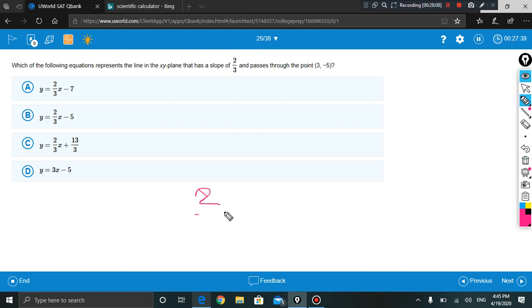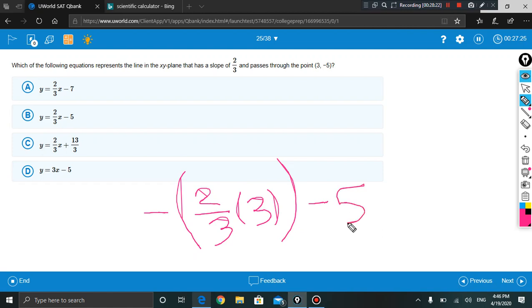That would be 2 over 3. Of course, negative all that because we're gonna multiply this by -1 times 3. And all that plus -5, or in this case -5. It should be plus, but since this is negative, it became minus. So you can put this on the calculator and you should be fine. That's what I'm going to do now. Stay with me. So our y-intercept is -7. So the answer is A. That's it.